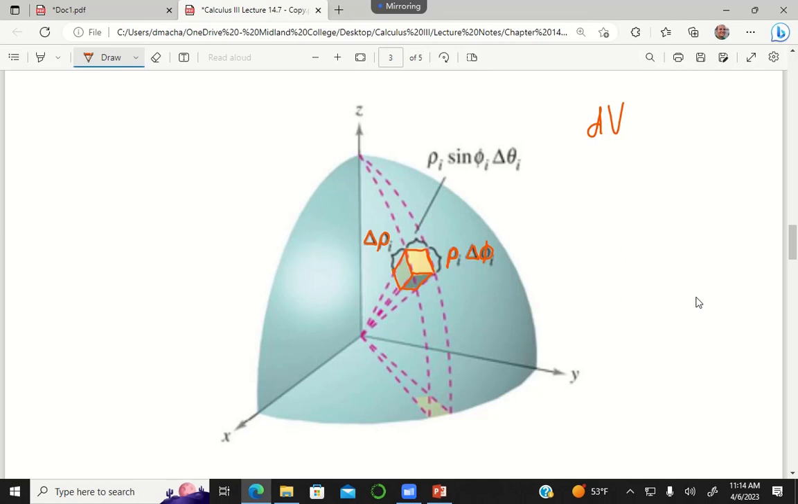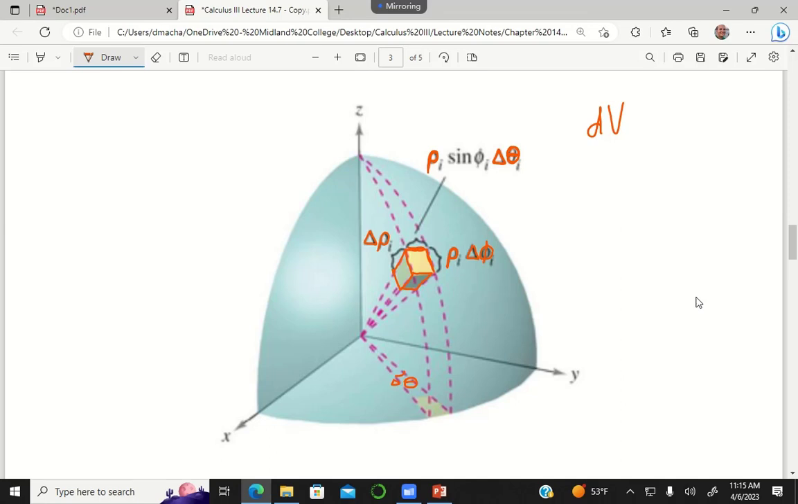And this last side length, of course, mostly depends on what your delta theta is. That side length is going to be determined by this angle theta, or delta theta, as that changes your angle from the x-axis in the xy plane. But then it also depends on rho, because as your distance away from the origin grows, so does the side length, right? My radius of the sphere grows.